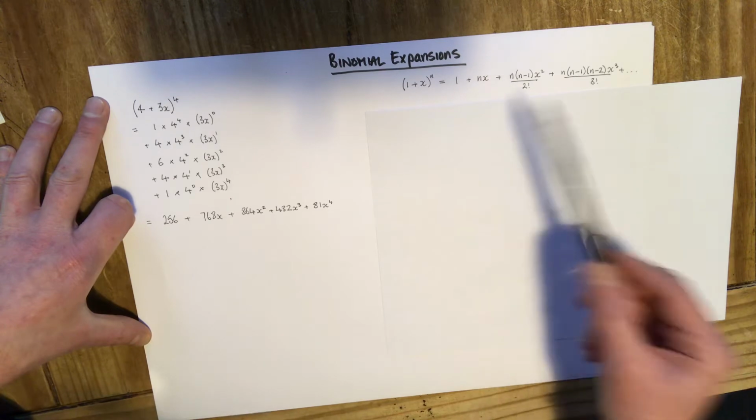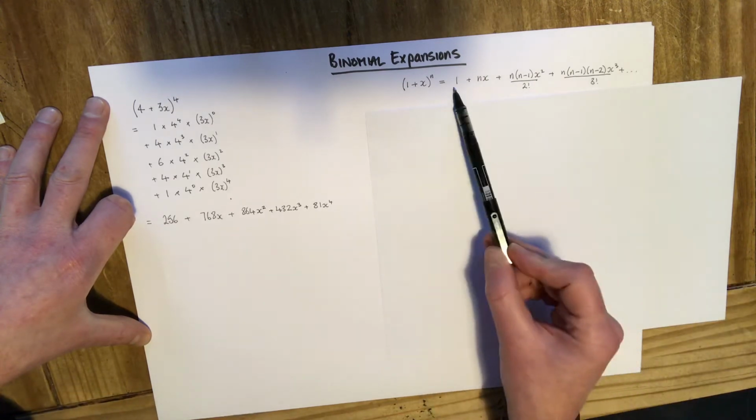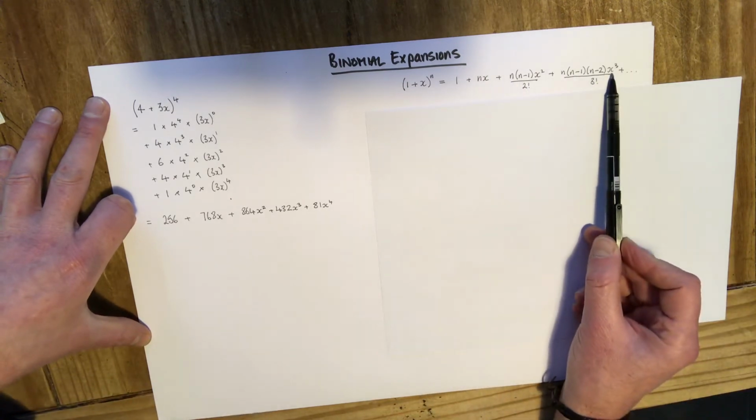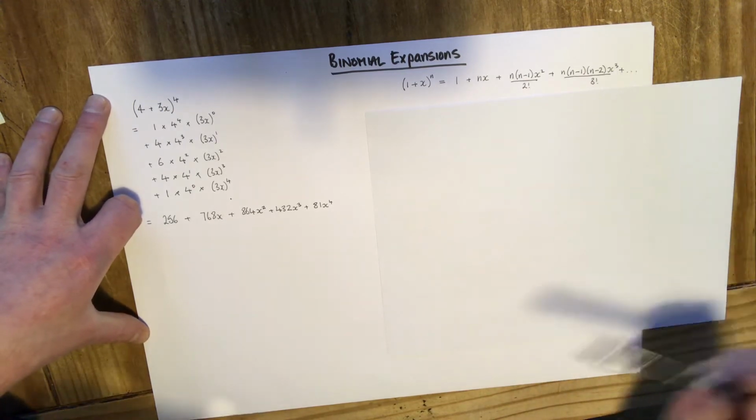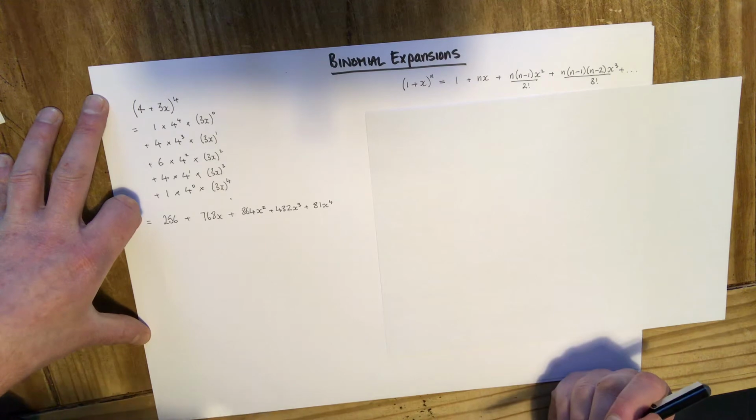It'll tell you how far to go with your expansion. I've written the formula out here up to and including x to the power 3. But obviously I could go on to x to the power 4, x to the power 5 if I had nothing better to do with my time.